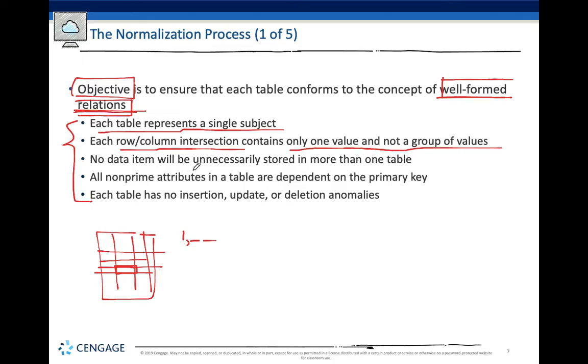No data item will be unnecessarily stored in more than one table. In other words, the storage of data should be efficient. No data item should be stored in more than one table. Right? So no redundancy, right?